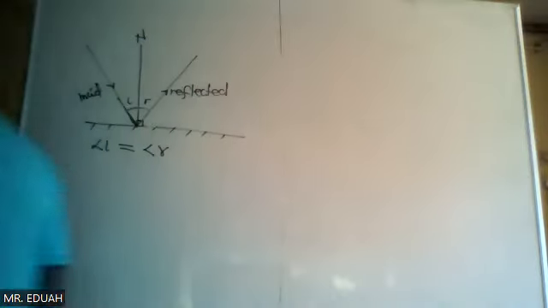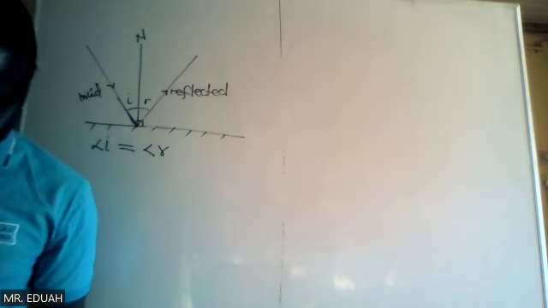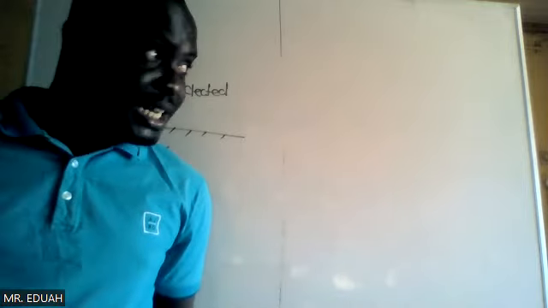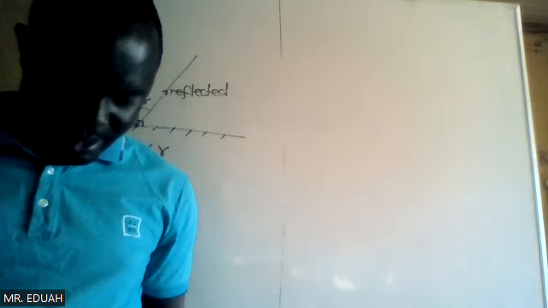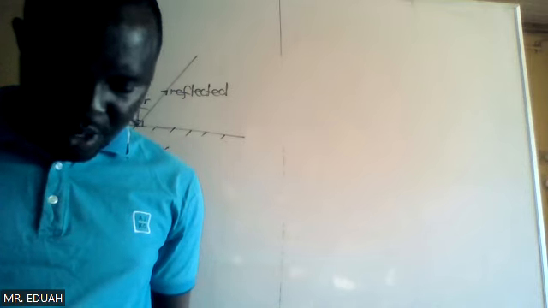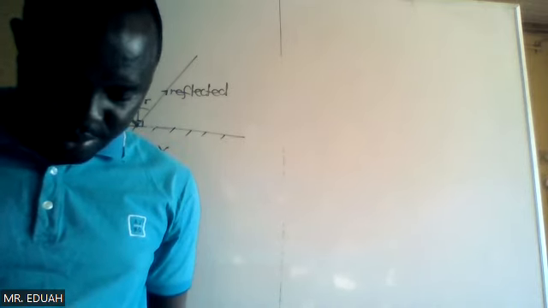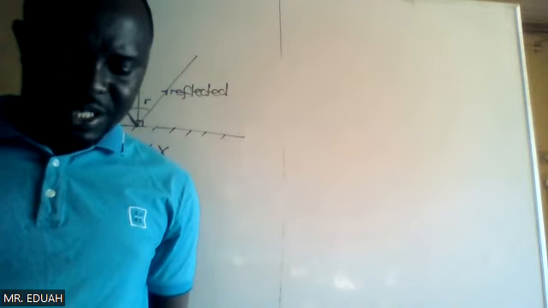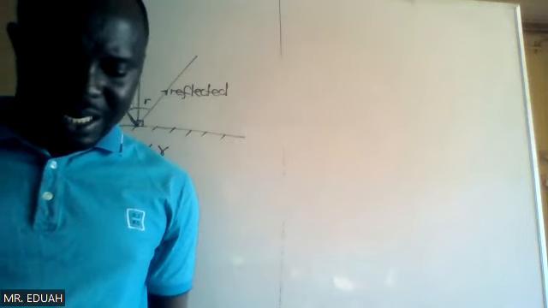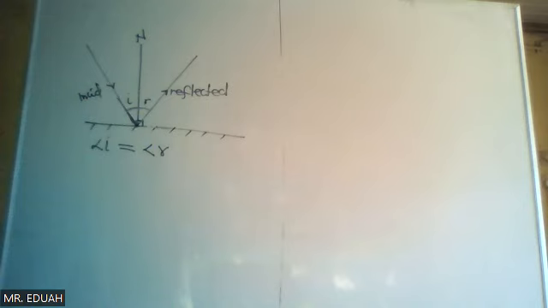A ray of light strikes a plane mirror at an angle of incidence equal to 35 degrees. The angle between the incident ray and the reflected ray is? Just 1 minute, somebody give me an answer.